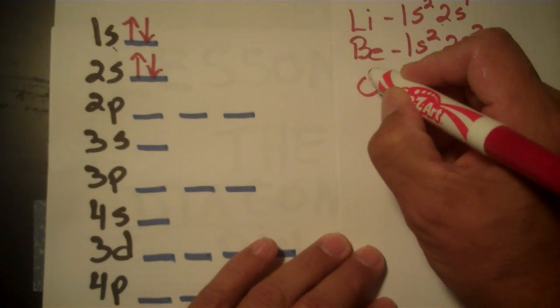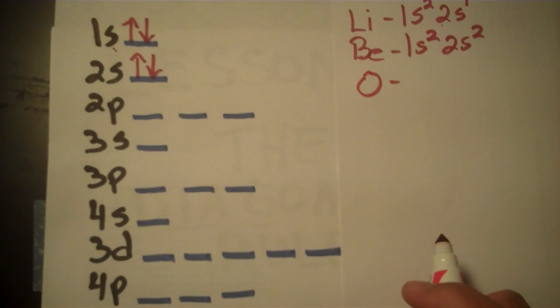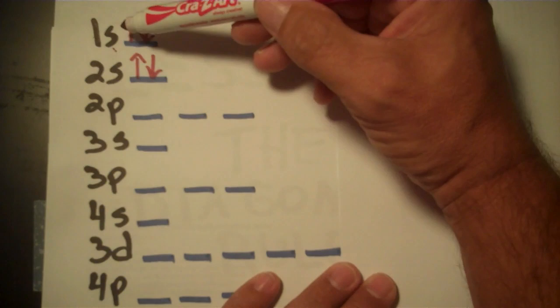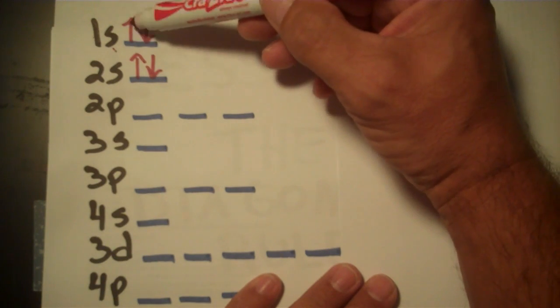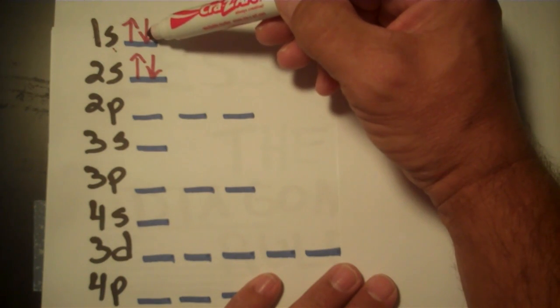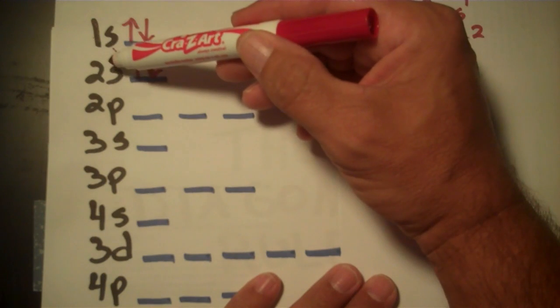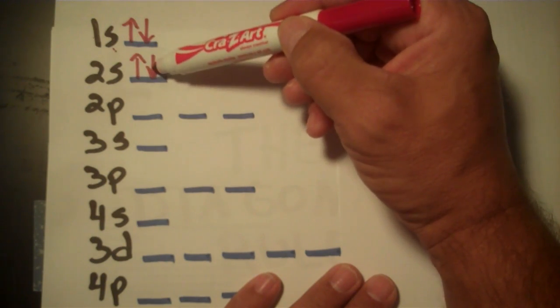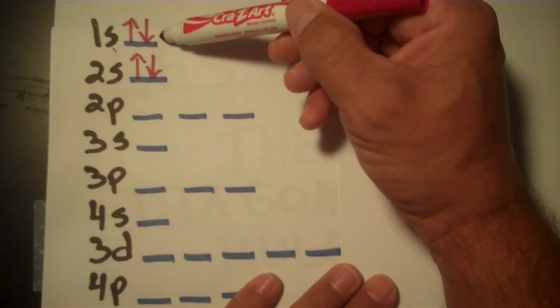Oxygen is number 9 on the periodic table. So it has 9. I apologize. Oxygen is number 8 on the periodic table. So we need to fill in 8 electrons. We go to the 1s and fill 1 up and 1 down. That's 2 electrons. It's filled. Then we come to the 2s and fill an arrow going up and an arrow going down, for a total of 4 electrons.